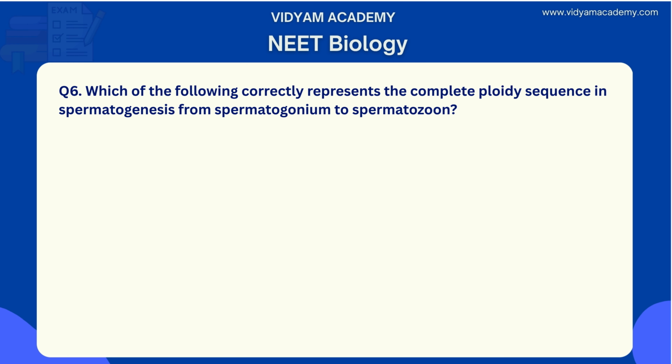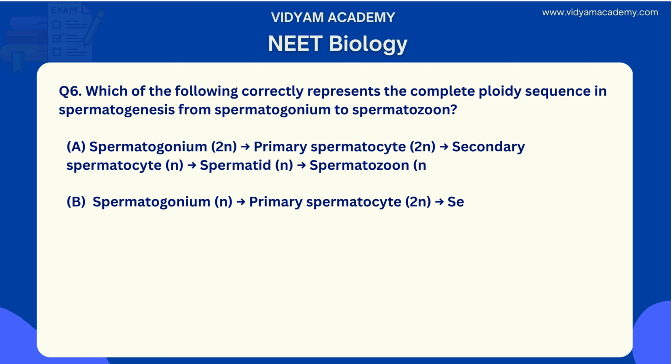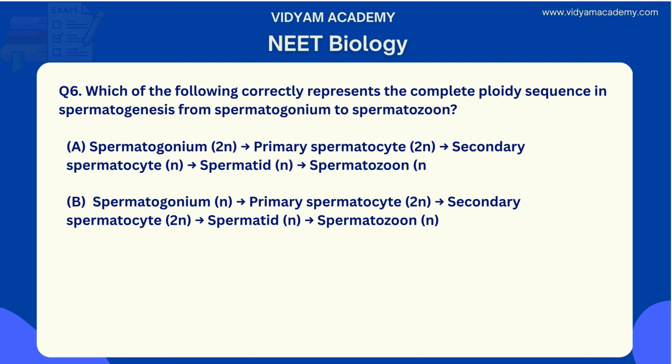Which of the following correctly represents the complete ploidy sequence in spermatogenesis from spermatogonium to spermatozoa? Option A, spermatogonium 2n, primary spermatocyte 2n, secondary spermatocyte n, spermatid n, spermatozoan n. Option B, spermatogonium, primary spermatocyte 2n, secondary spermatocyte 2n, and spermatid n, spermatozoan.